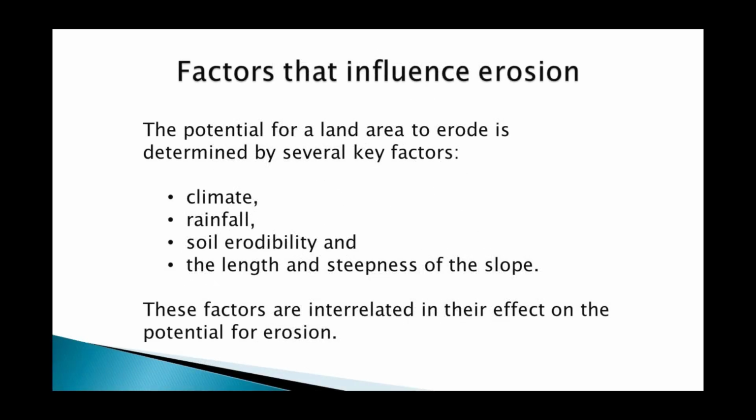Let's talk about factors that influence erosion on a construction site. The potential for a land area to erode is determined by several key factors, including climate, rainfall, soil erodibility, and the length and steepness of the slope. These factors are interrelated in their effect on the potential for erosion. For pipelines, we have a number of steep slopes that make the situation much worse and create greater problems than you would have on gentle slopes for construction areas.